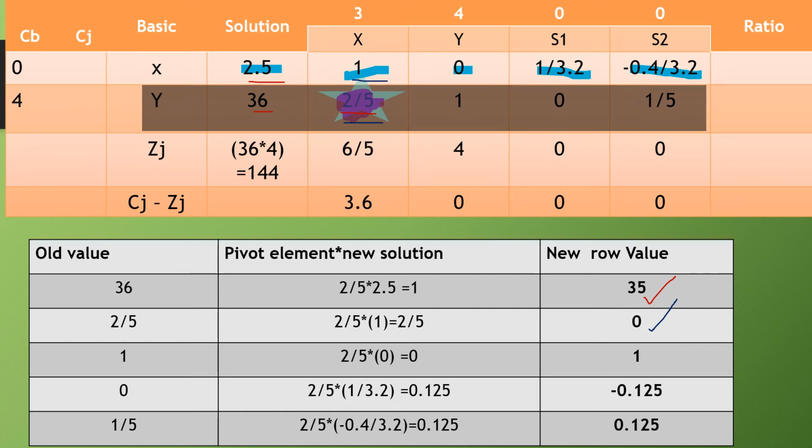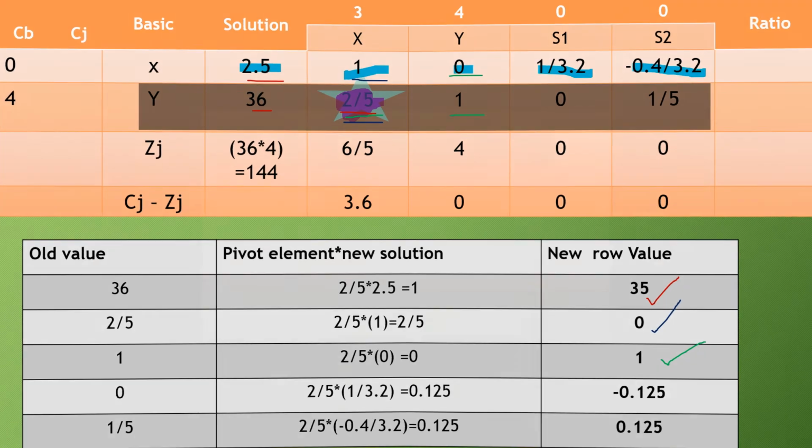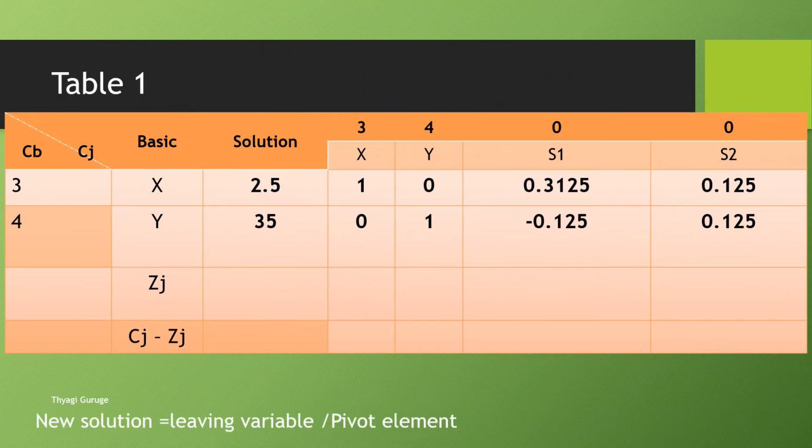Now let's see the next one. In the next one, I'm going to take the old value as 1. Then I'm going to take the pivot element and multiply with the new solution value. So here the final answer is 1. Likewise, you can calculate for S1 as well as S2. Substituting the values, you can see the new solution value as well as the replaced value for the old variables as well.